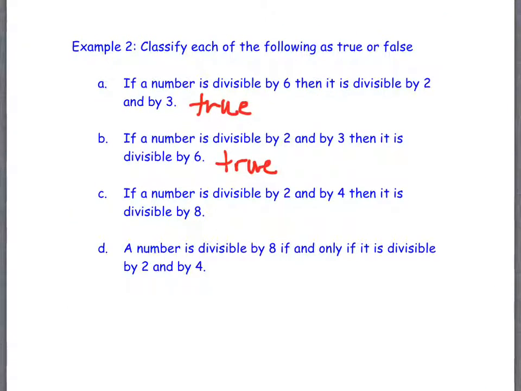Now it's a little different for the next two, so pause with me and think. This one says if a number is divisible by 2 and by 4, then it is divisible by 8. False. That is false. Now, when something is false, it's a good idea to write down an example of a case where we know it doesn't work, so we can say, hey, look, I found one. Can you find one?